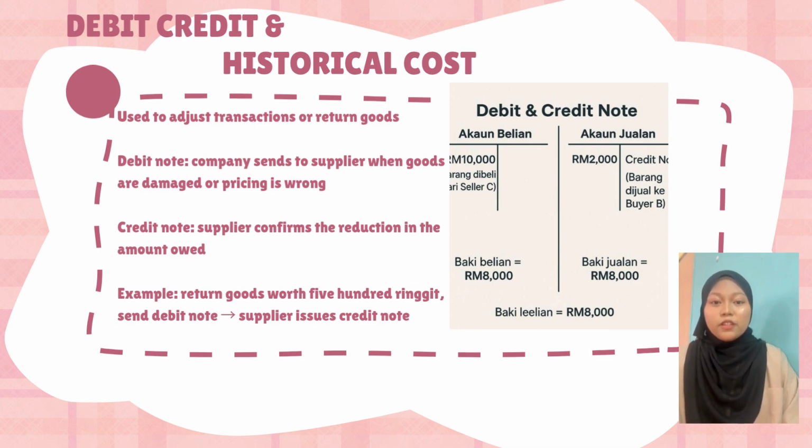So, overall, historical cost helps my company record assets based on original value, while debit notes and credit notes allow us to correct any issue in purchases and payments.